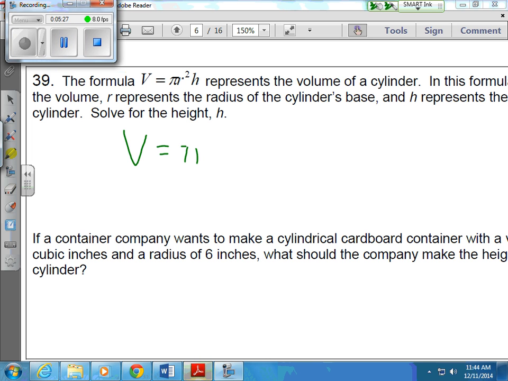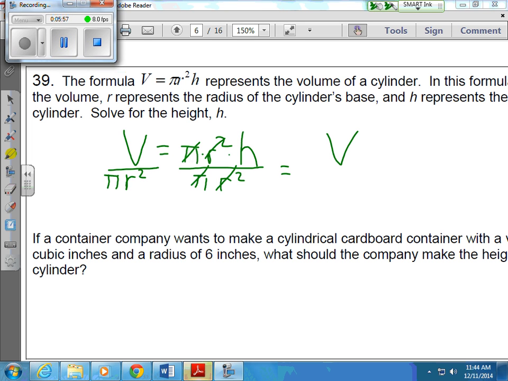Solve for h. V equals pi r squared h. So everything is multiplication here. So if I need to get rid of the pi and r squared so that I can leave h by itself, all I can do is use division to make that happen. The r squareds will cancel and the pi's will cancel. So I'm left with h just equal to, rewrite it, V over pi r squared.